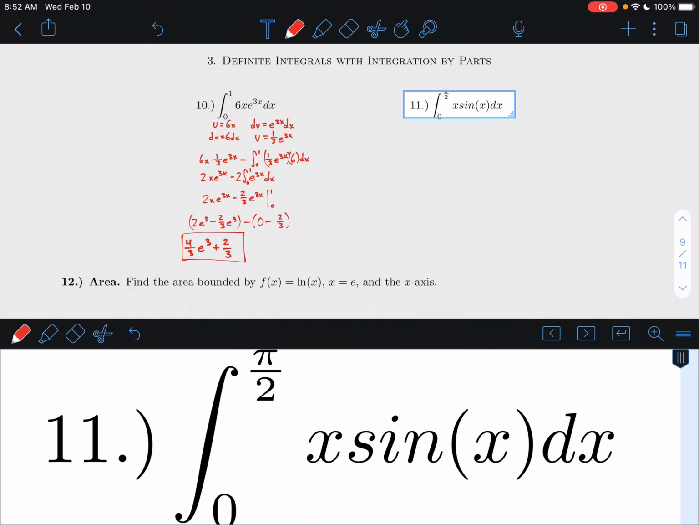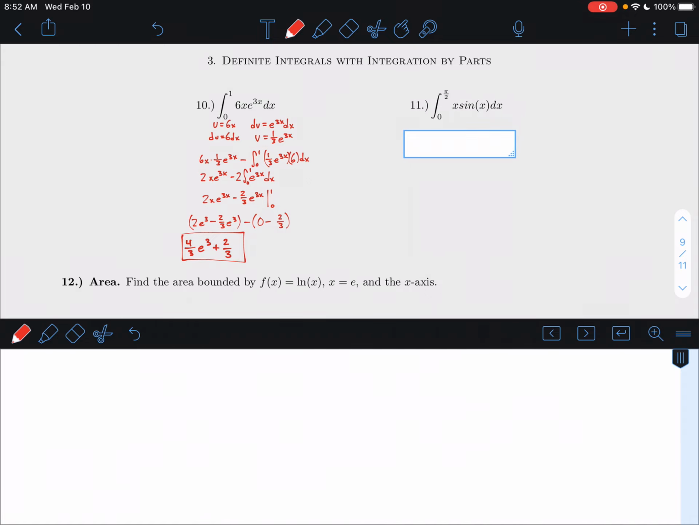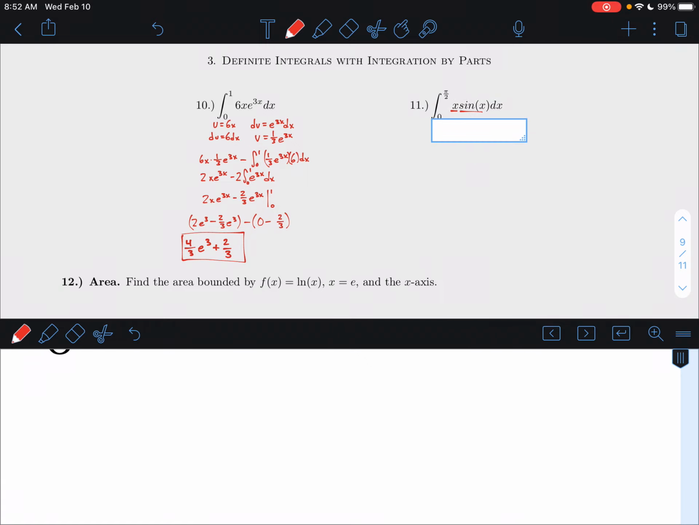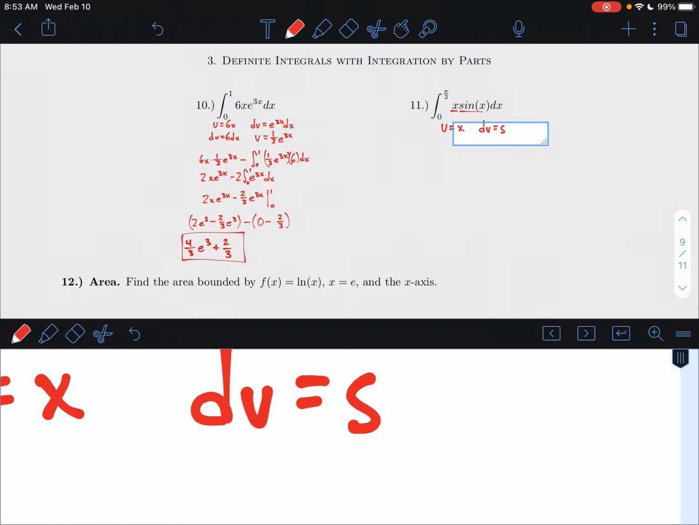And then we have this next one here, which is the integral from 0 to pi over 2 of x times the sine of x. Let's see, what am I going to do here? I have x and sine of x as my two functions. X is algebraic, sine is trigonometric. Algebraic comes before trigonometric, meaning my u here is going to be that x, whereas the dv is the sine of x dx.